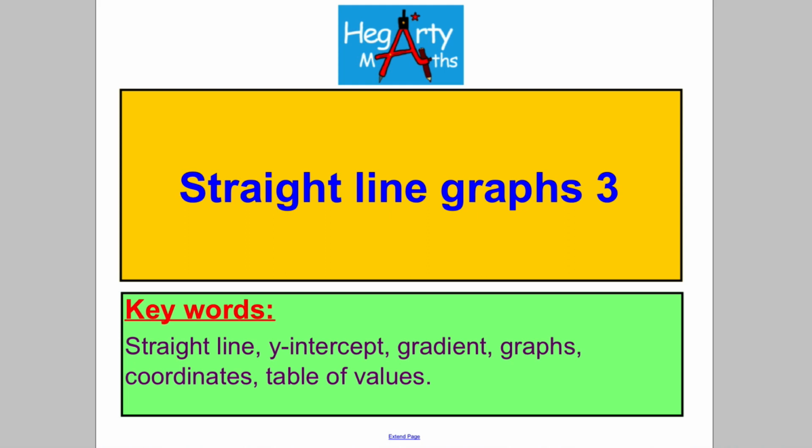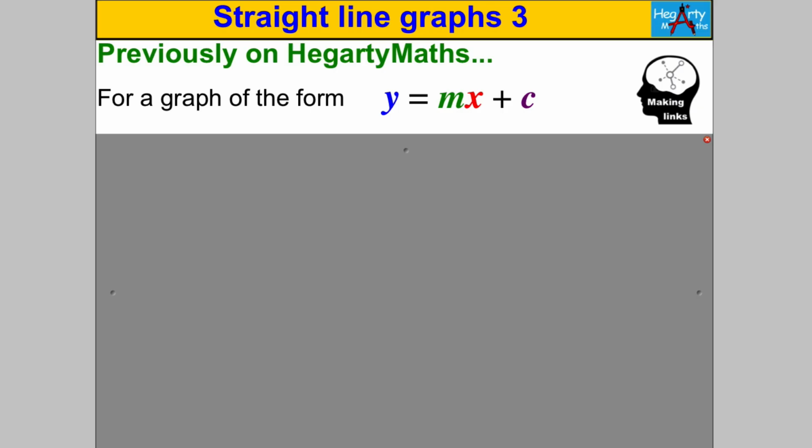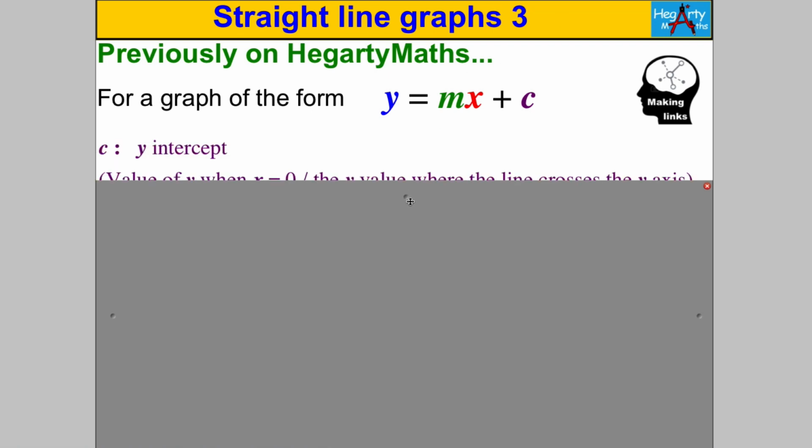It's Mr. Hegarty here. It's our third video on straight line graphs. Let's start with the key thing we learnt last time. If you can have a graph in the form y equals mx plus c, m some number, c some other number, can you remember what m and c told you about that straight line? Well, you have to remember that now, so make sure you go away and learn that.